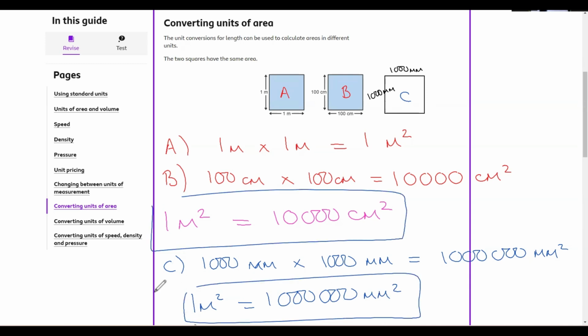So 1 square meter is 10,000 centimeters squared, and 1 square meter is 1,000,000 millimeters squared. So I recommend that you do this little exercise if you do need to convert between square units. Now, generally, it's a lot easier to change the units of measurement for the square itself and then work out the area rather than trying to convert between square units because it's just a bit more confusing.